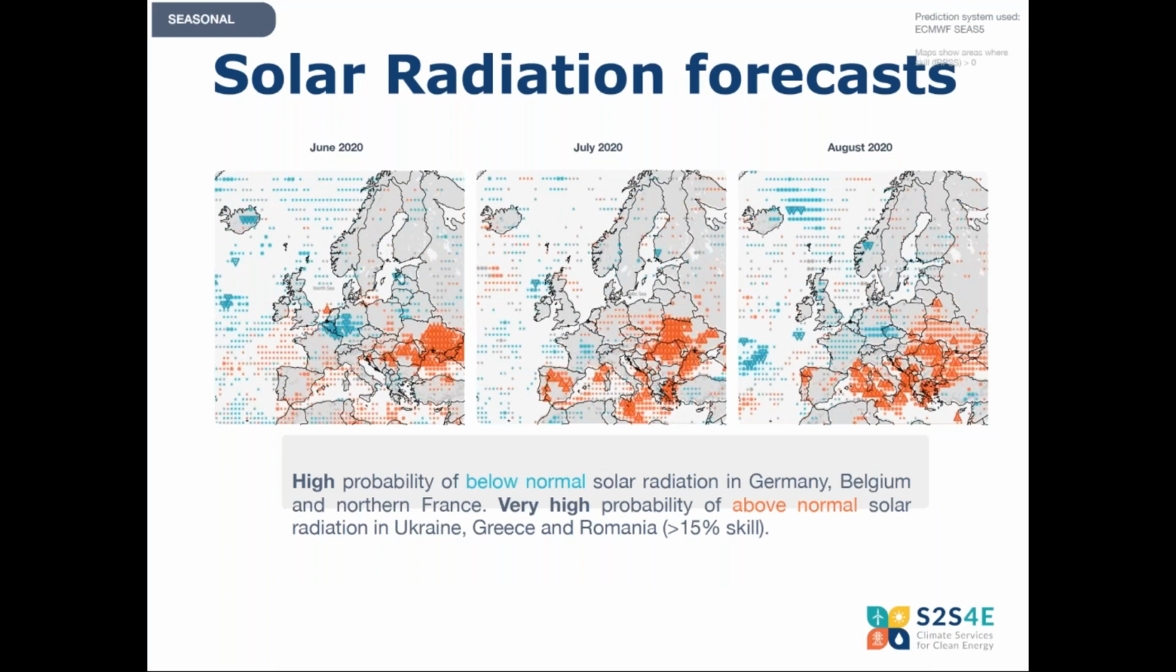We look at the solar radiation now. So this is not the solar power, just the solar radiation. We actually see quite a high probability of below normal solar radiation in Germany, Belgium and northern France. This was similar to what we saw in June for the subseasonal forecasts, so this complements that result. But also a very high probability, this time throughout all the months, of above normal solar radiation in Ukraine, Greece and Romania. So these were also regions where the forecast, I believe, said it was going to be pretty warm.